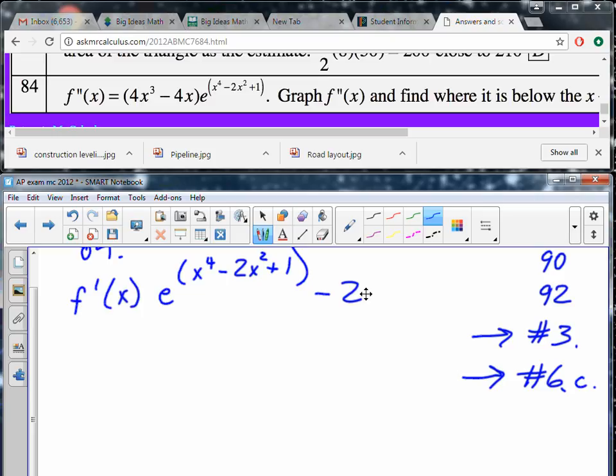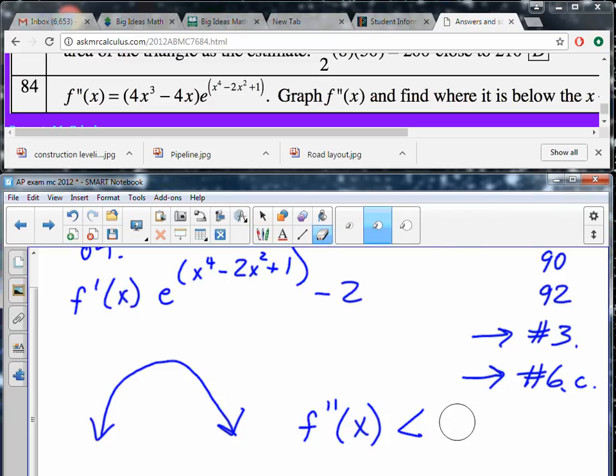Now, let's review concavity really quickly. What do we need to happen for an interval to be concave down? Yeah, f double prime of x needs to be less than 0. Good, Gracie. Any interval where the second derivative is less than 0, we're golden. And it means it's concave down. Okay? So that's what we're looking for.